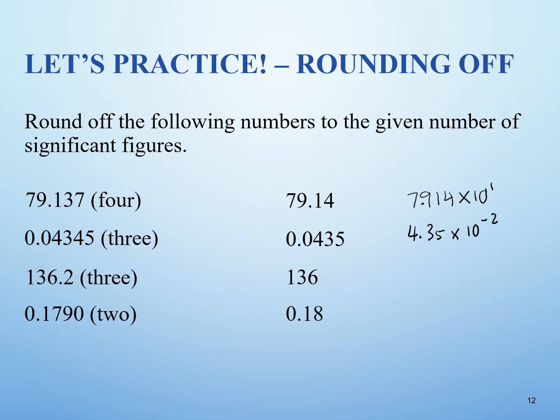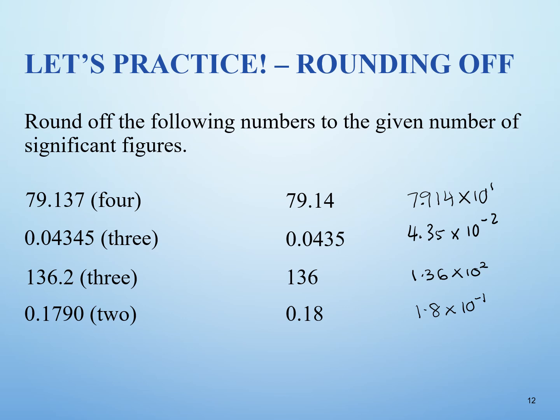Let's practice writing it in scientific notation here, actually. So 136.2 rounded at 136, so we get 1.36 times 10 to the power of 2. And then this one is smaller, so it's 1.8 times 10 to the, see how it goes to 1, so it's negative 1.